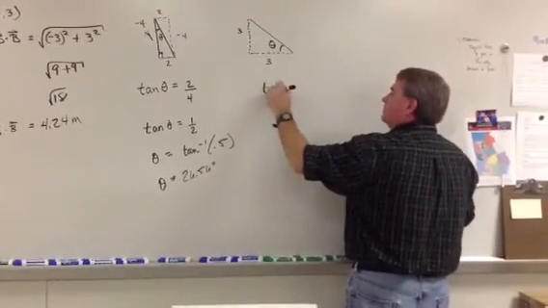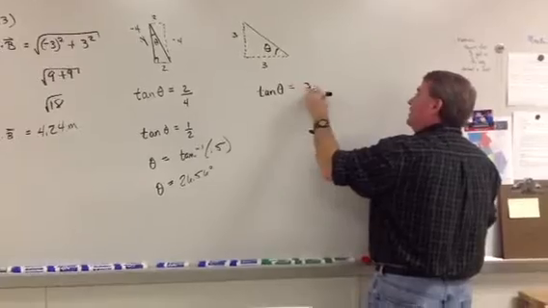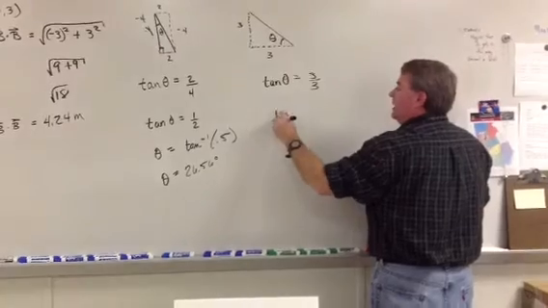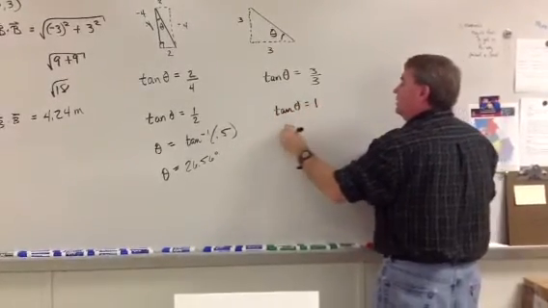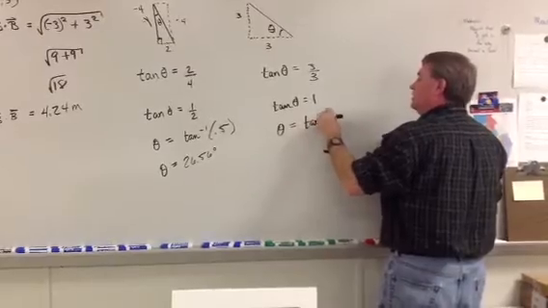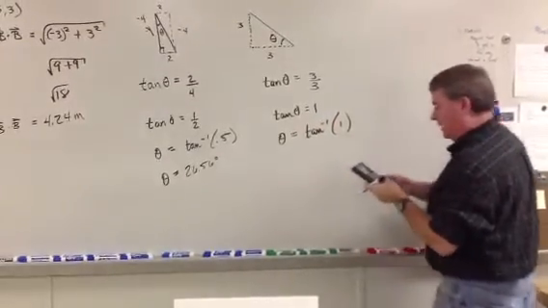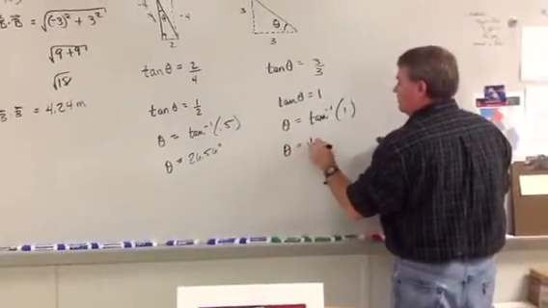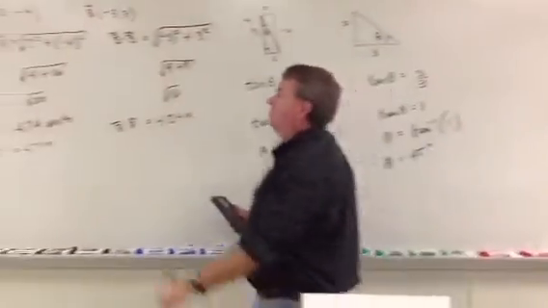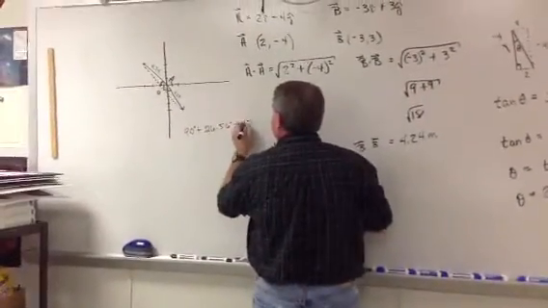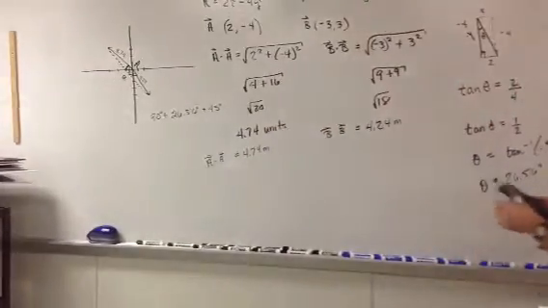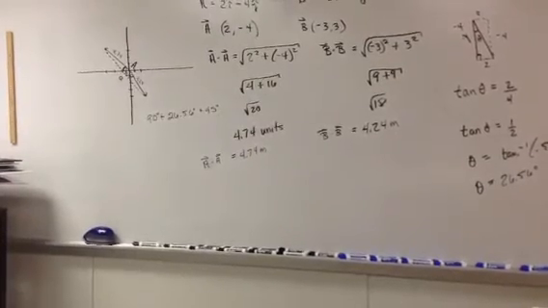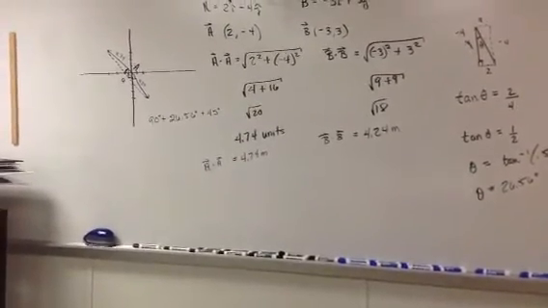Tangent theta is equal to opposite over adjacent. So opposite side over adjacent side. And tangent theta is equal to 1. Theta is equal to the inverse tangent of 1. And that's 45 degrees. If we add 45 degrees to this, we get the size of the large angle. So 45 plus 90 plus 26.56 gives us 161.56.